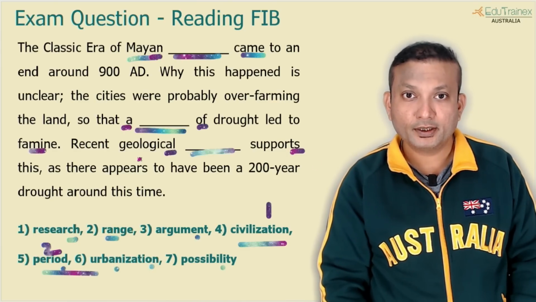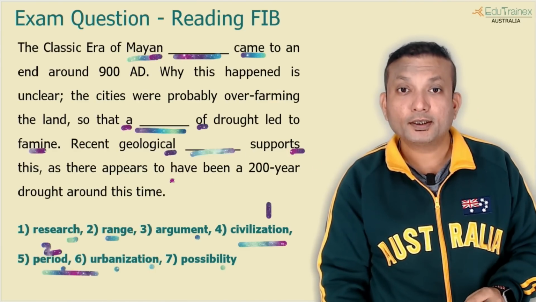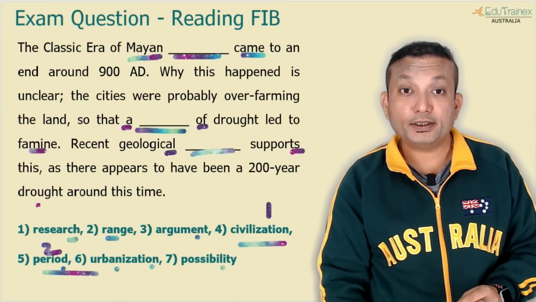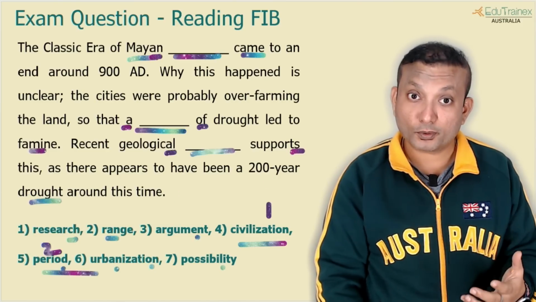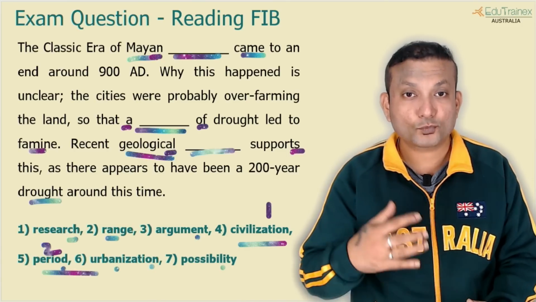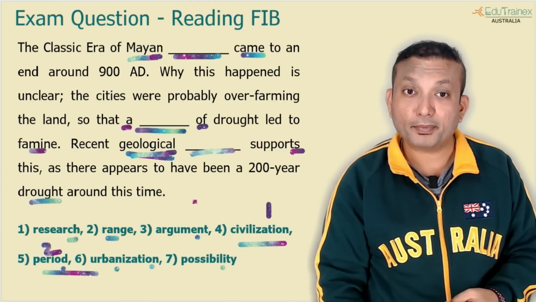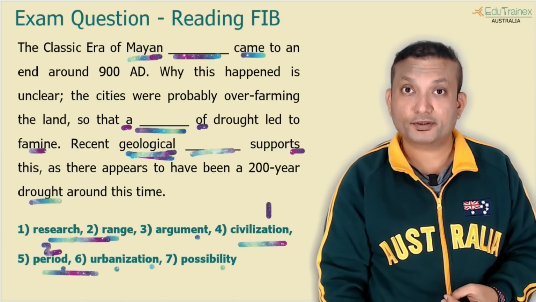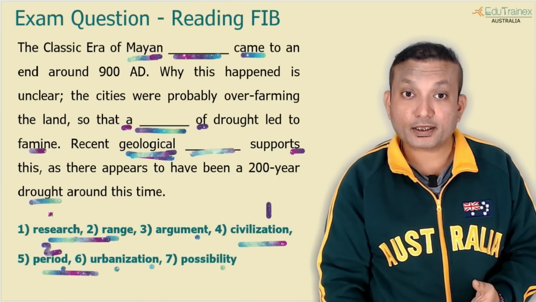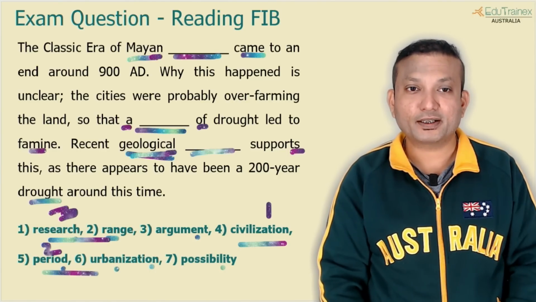So what do you see? "Geological dash supports this, as there appears to have been a 200-year drought around this time," a long drought. So geological means related to changes in the earth. So what is it telling you? A geological, how do we find out about things that have happened? We conduct research. Yeah, we do research. So that's what is making sense, and that will make this one the perfect answer.